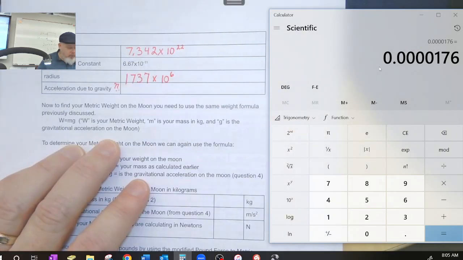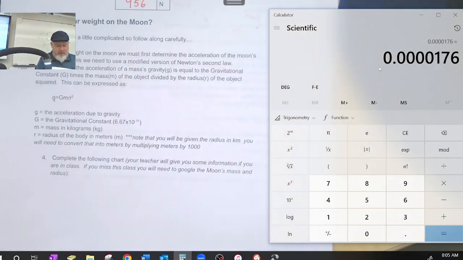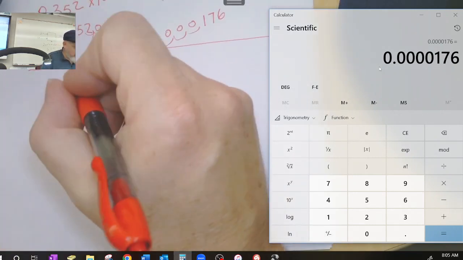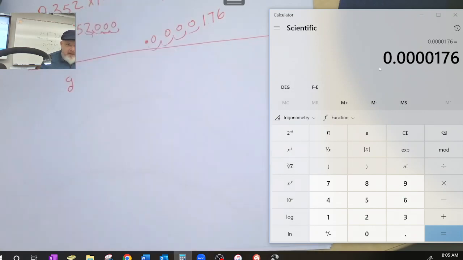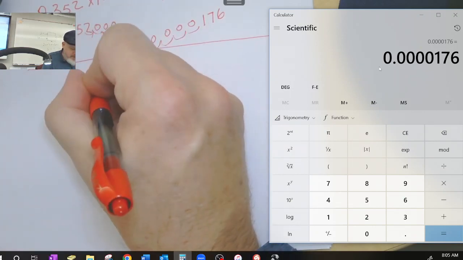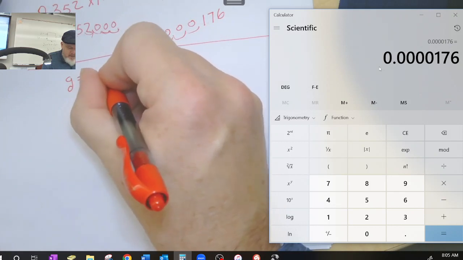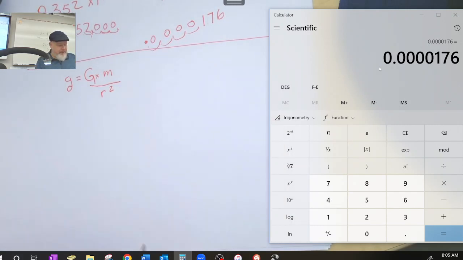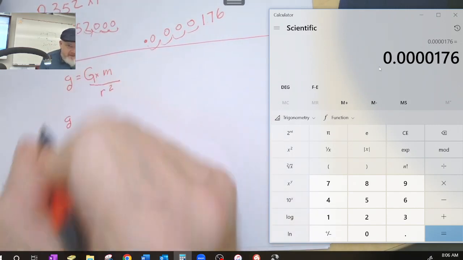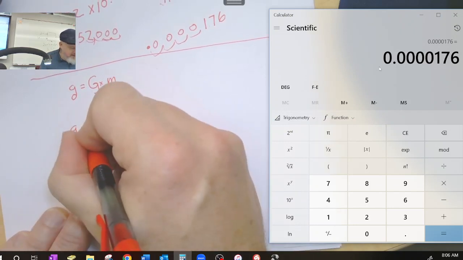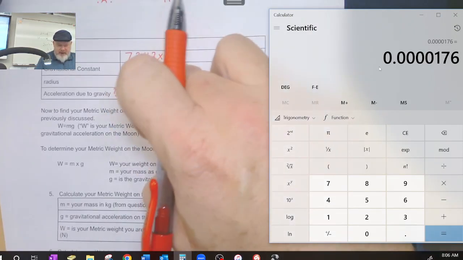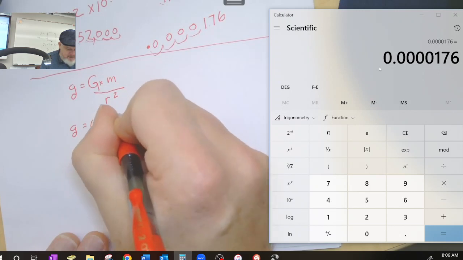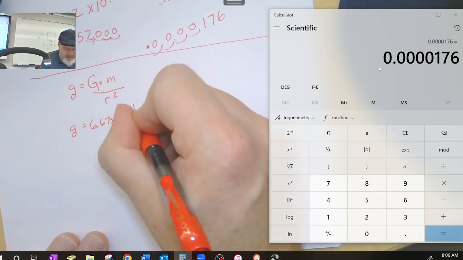All right. So we've got all the details that we need to use this formula, which I'm going to write down on this paper right here. Acceleration due to gravity, little g, equals the constant times the mass divided by the radius squared. Okay? We're solving for the acceleration. The constant, which is written right there, is 6.67 times 10 to the negative 11.